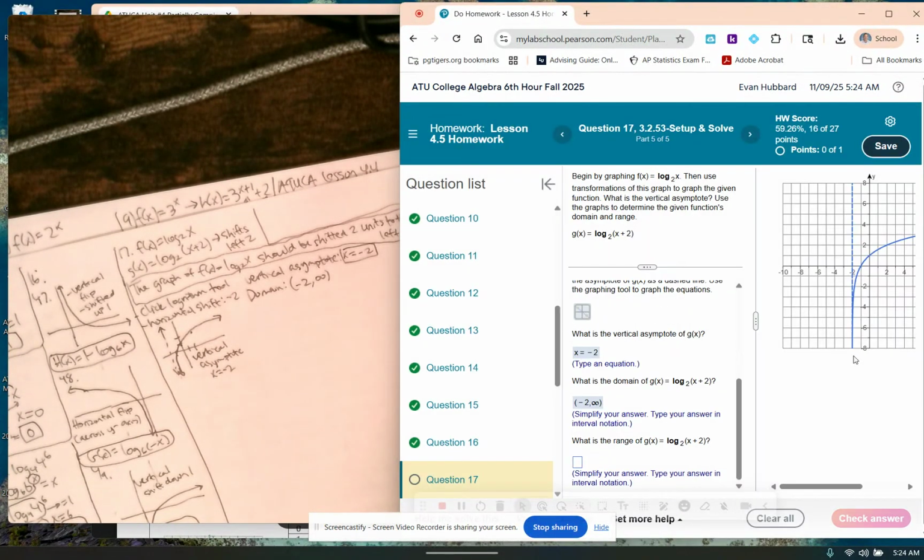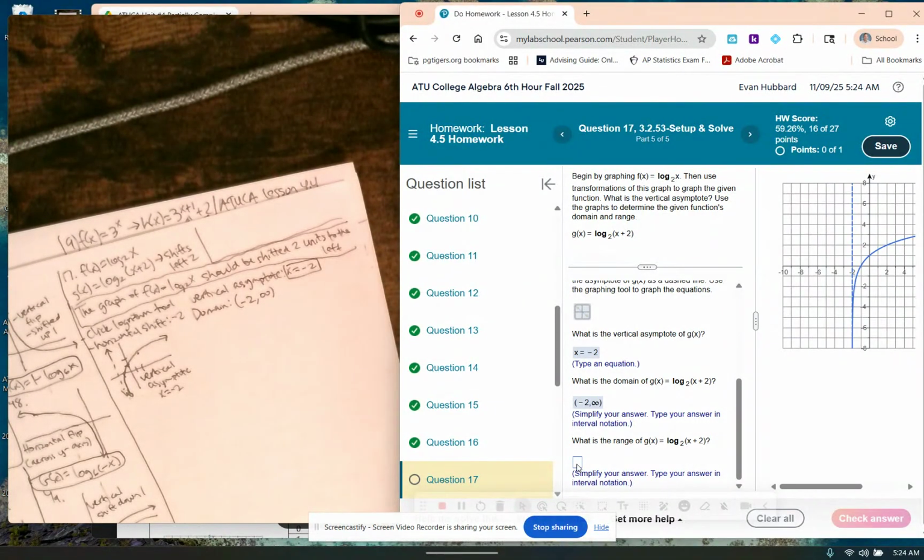And range, how far down does it go? Negative infinity. How far up does it go? Well, it goes to infinity, it'll just take forever to get there. So it'd be negative infinity to infinity.